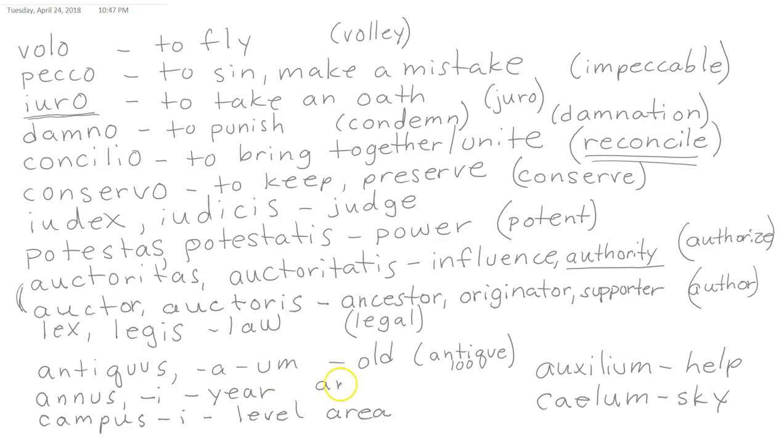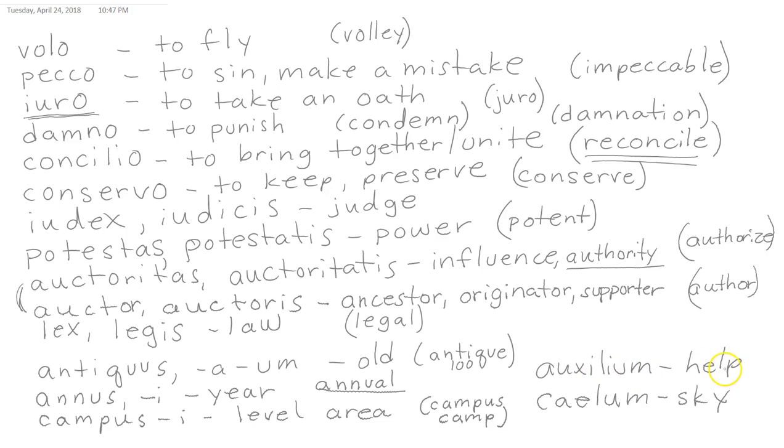Annus, anni, year. We get the word annual. If something happens every year, it's an annual thing. Campus, campus. I usually chant it level field, space, or plain. It is a level area. We get campus and camp. Campus, maybe where an office building is or a college campus. A camp, a place you'd set your tent up in a level space, a level area.